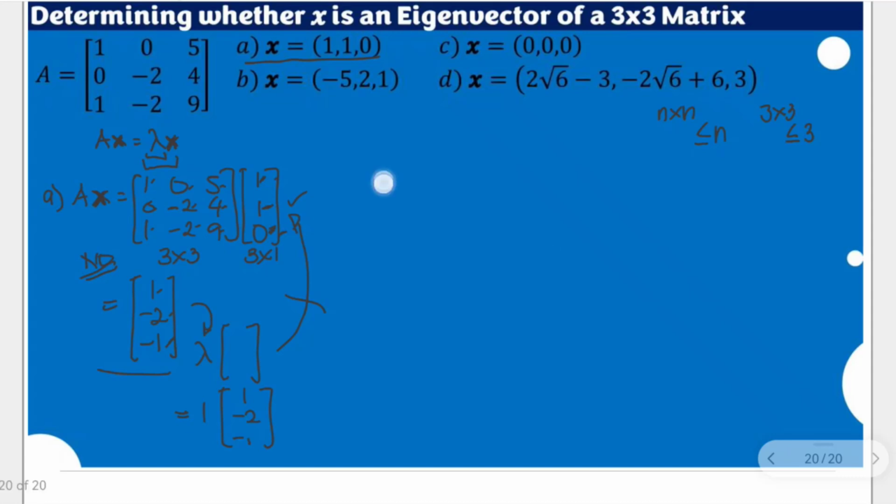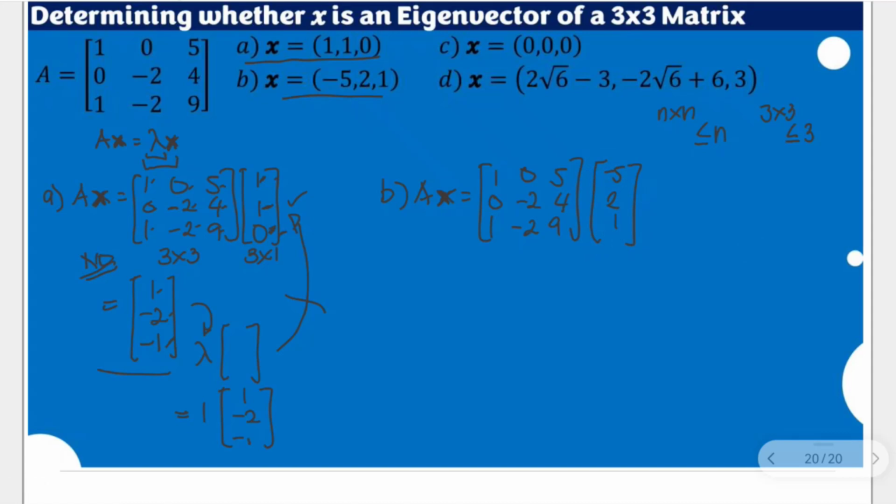So let's proceed to letter B. If A is not an eigenvector, let's try to examine if it is B. So you have the matrix 1, 0, 5, 0, negative 2, 4, 1, negative 2, and 9. You multiply it with your second vector here, and we're able to use negative 5, 2, and 1.